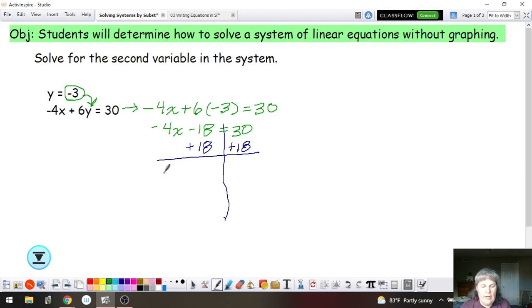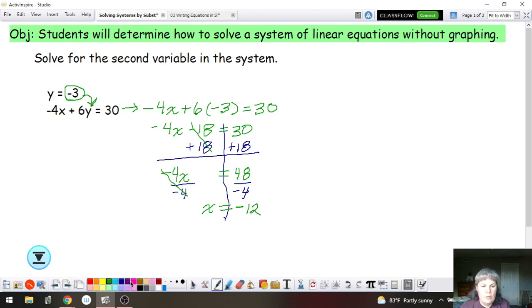So we have negative 4x. The 18 becomes 0, equals 30 plus 18 is 48. And now we want to get x by itself. So now we divide both sides by negative 4. Because this is negative 4 times x, and to undo that negative 4, you need to divide by negative 4. So the negative 4's cancel, becoming a 1x, equals positive 48 divided by negative 4 is negative 12.